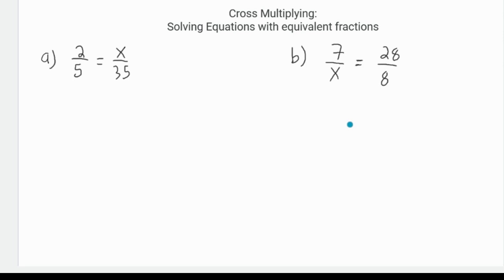Today we're going to talk about something called cross multiplying, but more specifically, these are equations where you have a fraction that is literally equivalent to another fraction. So when you see, okay, I have a fraction, it equals another fraction, you can use this thing called cross multiplying or some other methods that we're going to talk about today.